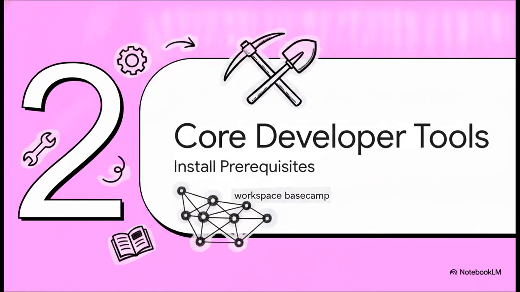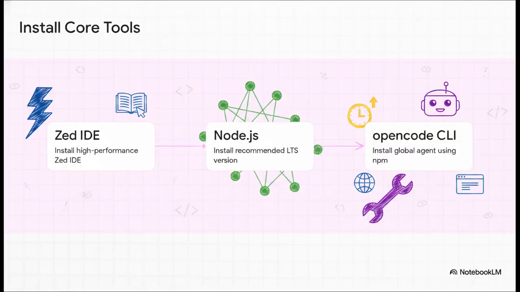Section 2. Installing core developer tools. With our base camp established, it's time to forge the tools you'll be using every single day. You're going to need to download the lightning-fast Z IDE from z.dev. We rely heavily on Z for its incredible performance. Following that, go ahead and install the LTS version of Node.js.